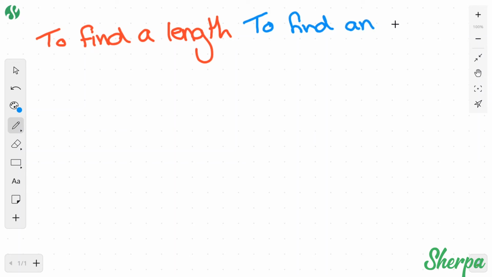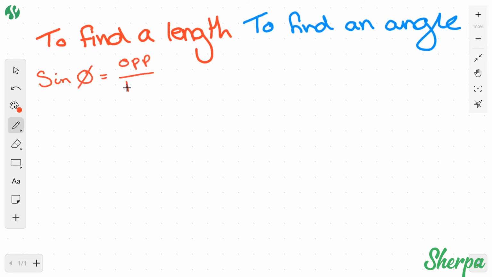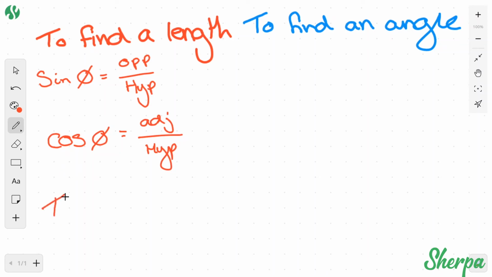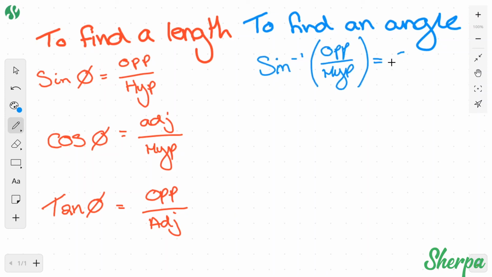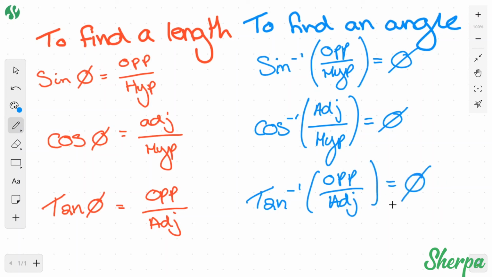So let's just recap everything we've gone over because it's a lot to remember. We have our lengths and we have our calculations for finding our angles. Sine theta equals the opposite over the hypotenuse, cos theta equals the adjacent over the hypotenuse, tan theta equals the opposite over the adjacent. Now if I want to find an angle, I use sine to the -1 of opposite over hypotenuse, cos to the -1 of adjacent over hypotenuse, and tan to the -1 of opposite over adjacent.